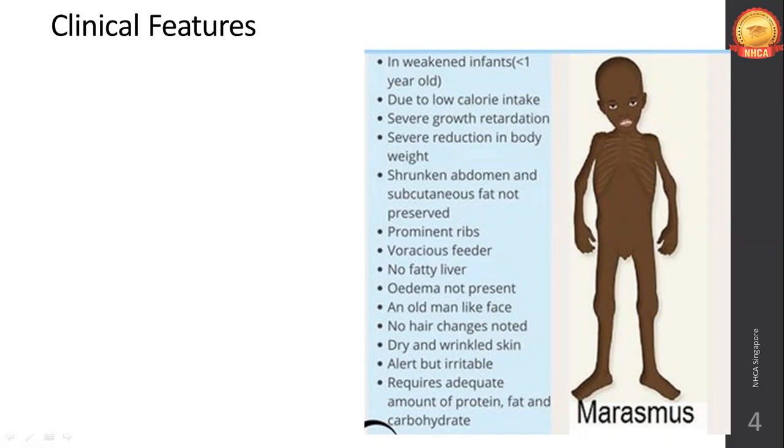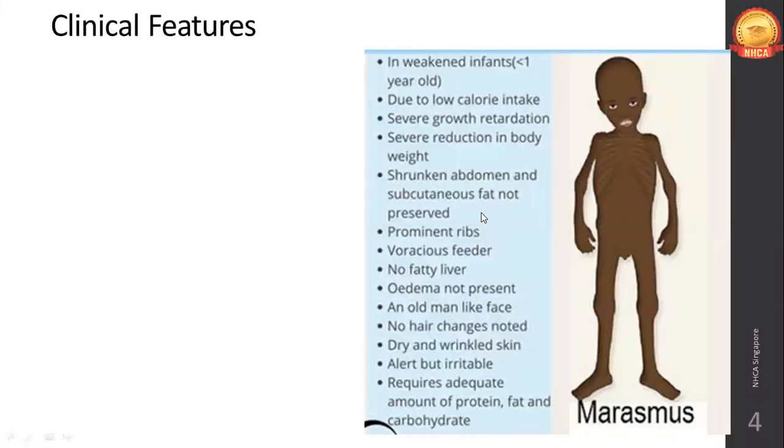Severe reduction in body weight, because the child has lost most of the weight in muscle wasting. Sunken abdomen, and subcutaneous fat is not preserved, because the body does not have enough food from outside. The body goes into a state of catabolism. What does the body do in catabolism? It breaks down its own protein and its own fat to meet the requirements of the body to survive. That's the reason why in marasmus you see severe muscle wasting, that is, protein is gone.